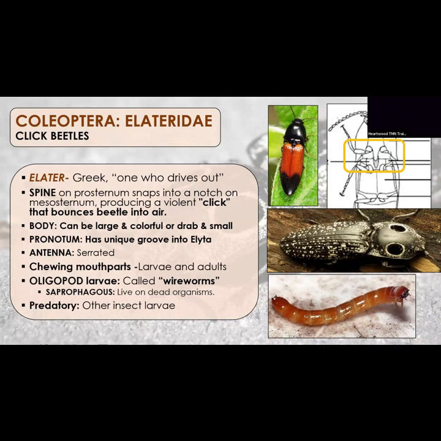These are the ones that have wireworm larvae. So they're going to be skinnier and more mobile, not all grubby and chunky monkeys like the rest of them. They are predatory.